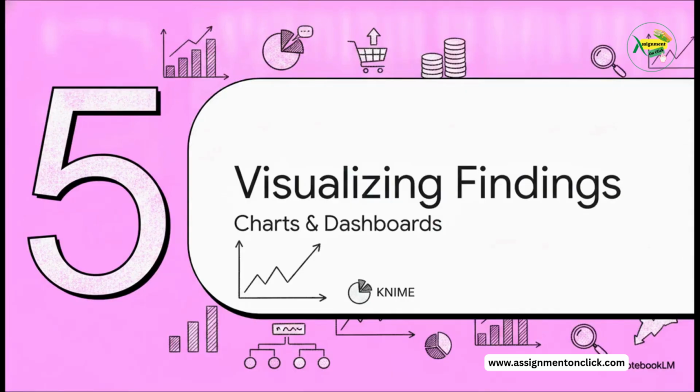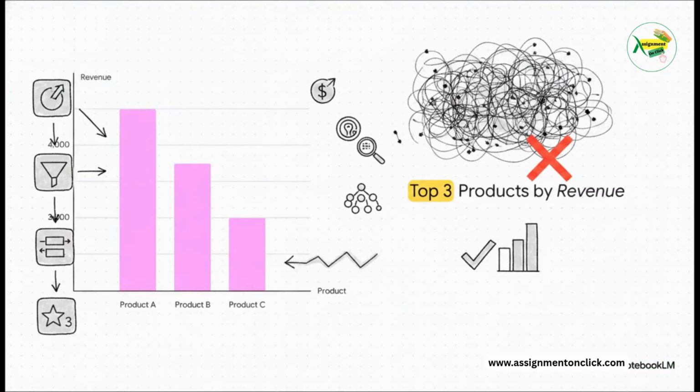Section 5. Visualizing the findings. This is where KNIME truly shines. It turns mathematically processed tables into beautiful, understandable charts. We're visual creatures, right? But a huge mistake people make is trying to chart all 100 products at once. It just creates an unreadable mess. Instead, we pair a bar chart node with a sorter and a top case selector node to isolate just our top 3 best sellers. This ensures we are only feeding the absolute most important data into the visual, making the insight pop immediately for anyone looking at it.